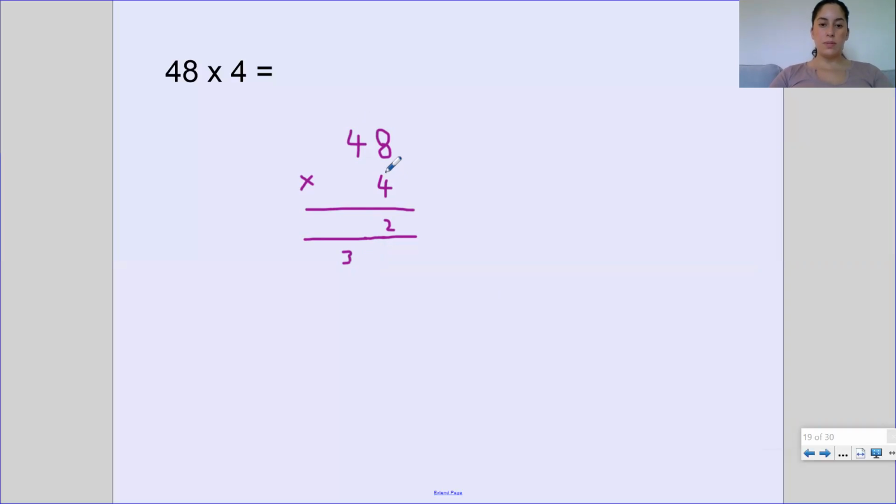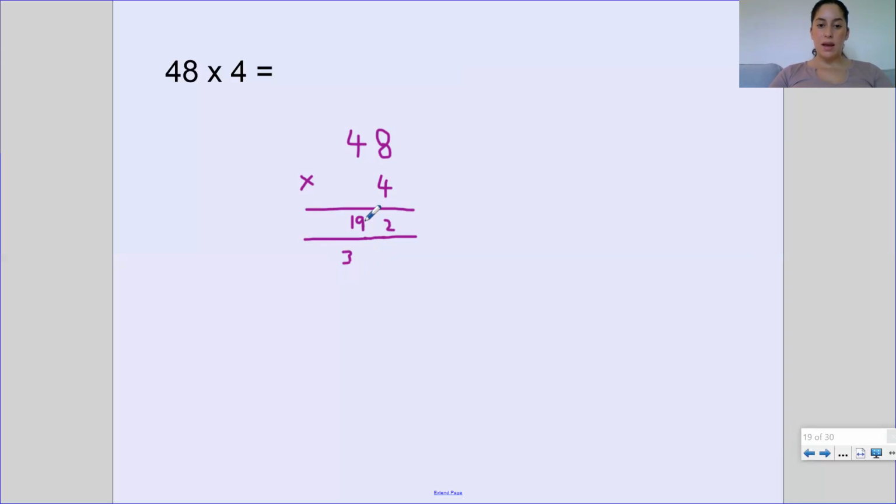So 4 multiplied by the tens this time, and I'm going to write my answer in the tens column because I'm multiplying it by the tens. What's 4 times 4? 16. I can't forget the 3 that I've already exchanged into the tens column. So what's 16 plus 3? 19. Now, can I squeeze 19 into the tens column? No, it's a 2-digit number.